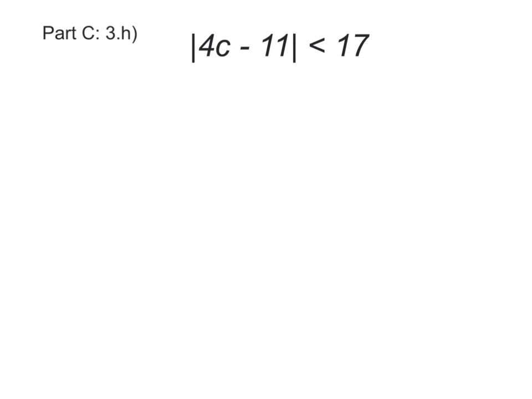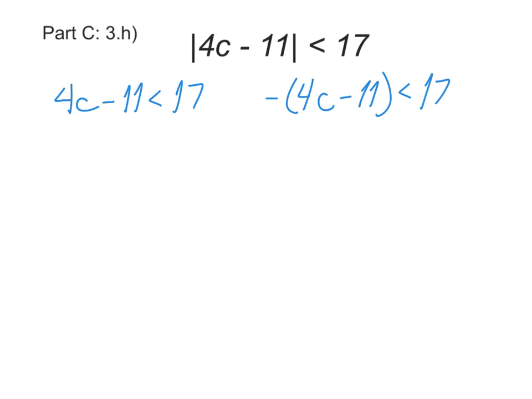In order to solve an absolute value inequality, our first step has to be to break it up into two separate inequalities. The first one is going to look the same, where 4c minus 11 is less than 17. For the other one, it's going to be the opposite of what's inside. The opposite of that 4c minus 11 is less than 17.